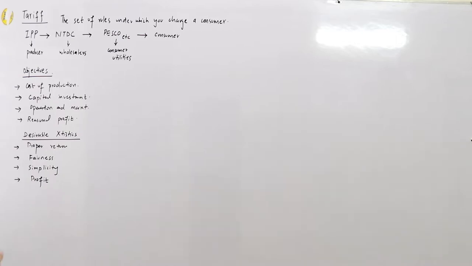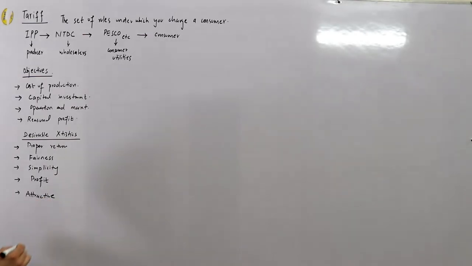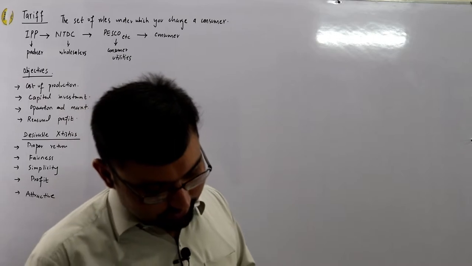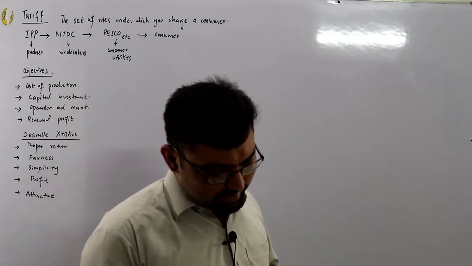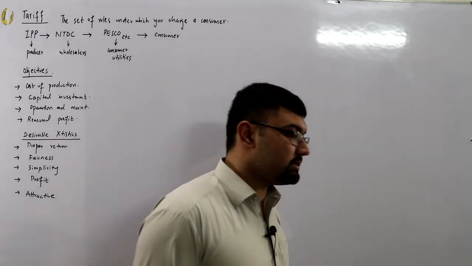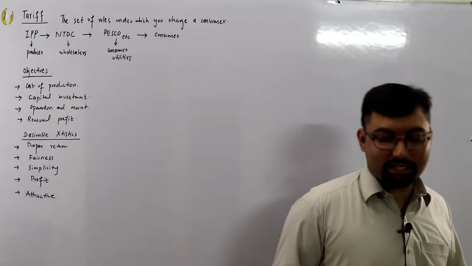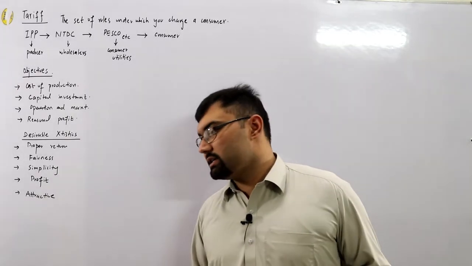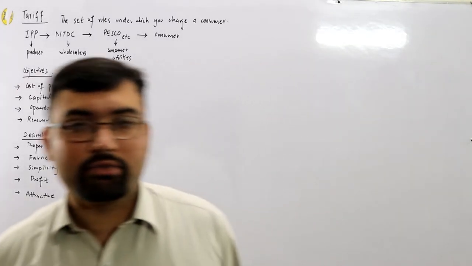And the final one that the book has mentioned is that it should be attractive. Attractive means that it should be reasonable enough that the consumers pay easily. They are encouraged. Attractive means that they should be encouraged to use electrical energy in preference to any other form of energy.